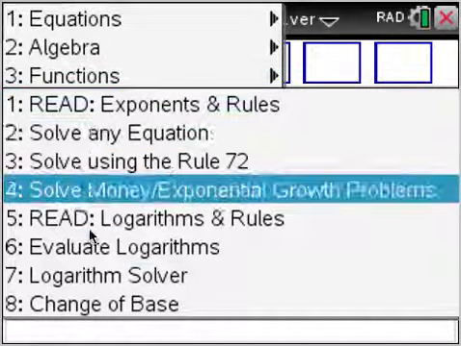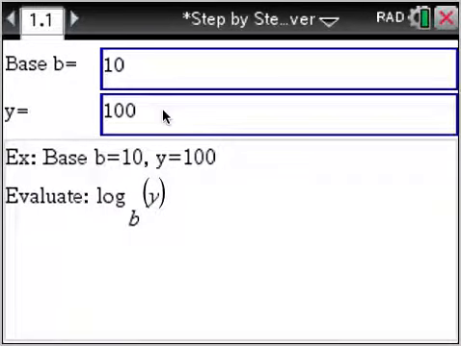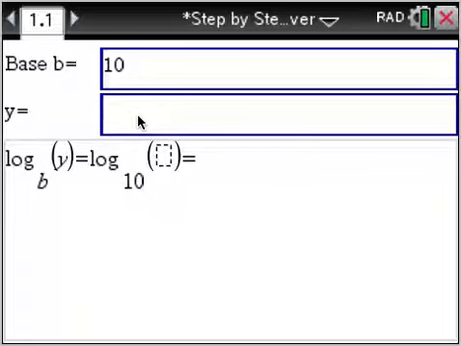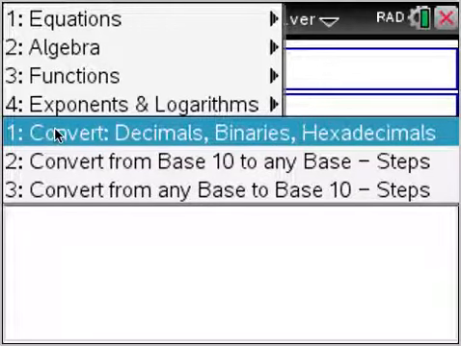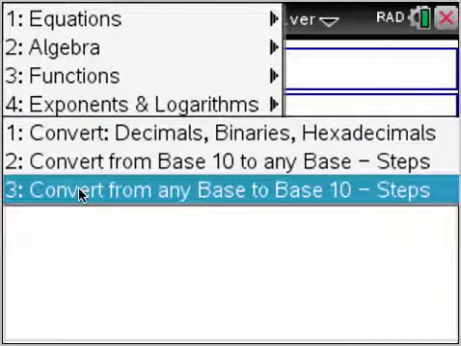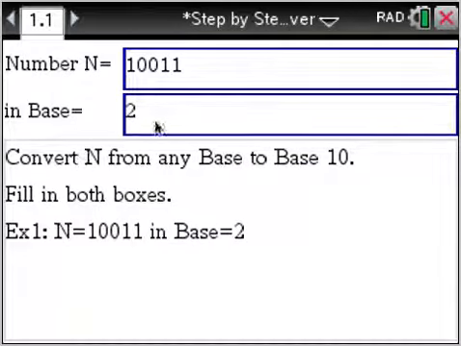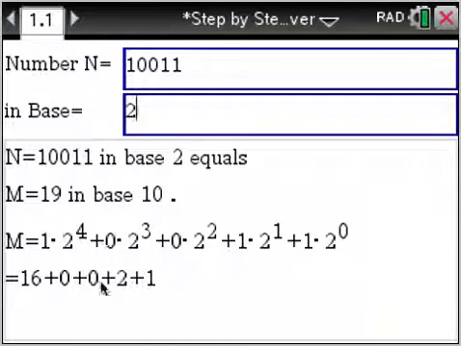And then we have evaluate logarithms, base b 10, y equals 100, sorry. So we make this 100, right over here. Answer is right there. Make it 10, 1, make this 1,000, 3, done. And then we have base conversion, and there are all these conversions over here. Convert from any base to base 10 steps. So let's just make this 2. And then everything is right over here.